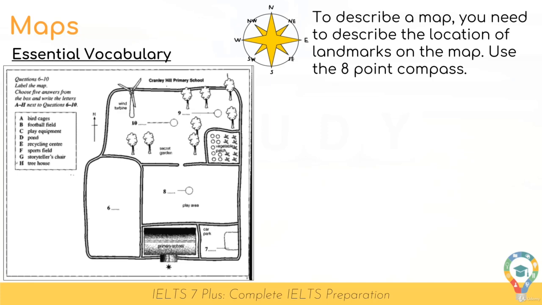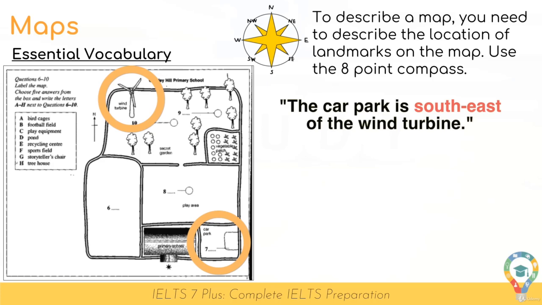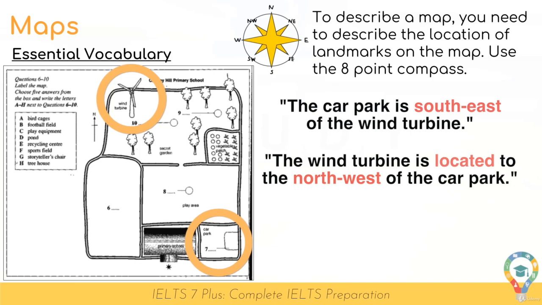Here is a wind turbine, which is used to produce electricity. And here is the car park. I would describe the car park as being southeast of the wind turbine. Or I could say the wind turbine is located to the northwest of the car park.